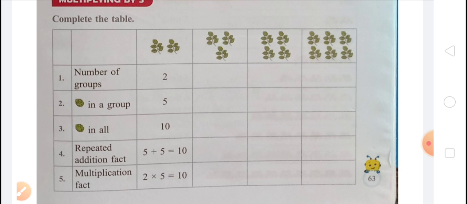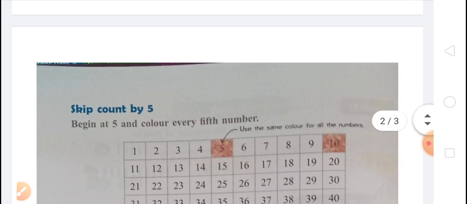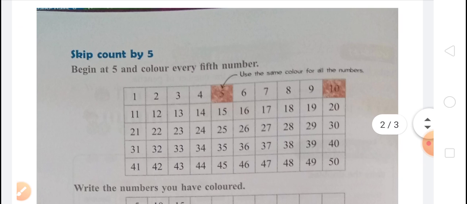Now the next topic is skip count by 5. We have learned skip count by 2, but now we will learn skip count by 5. You can see here that there is a table. What you have to do is skip count by 5.